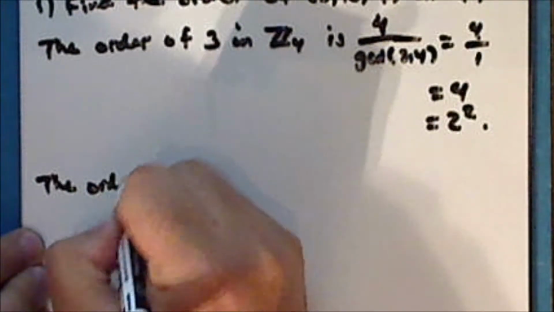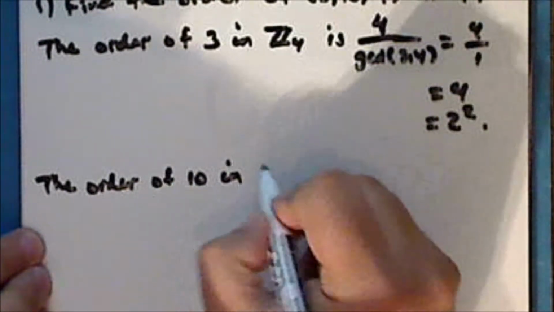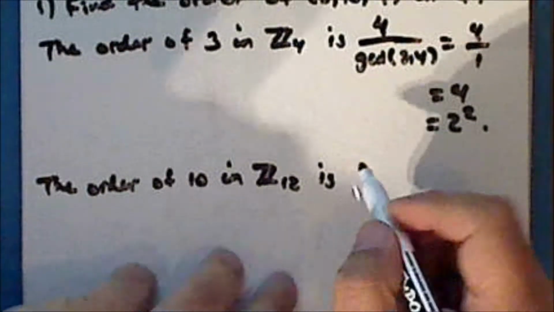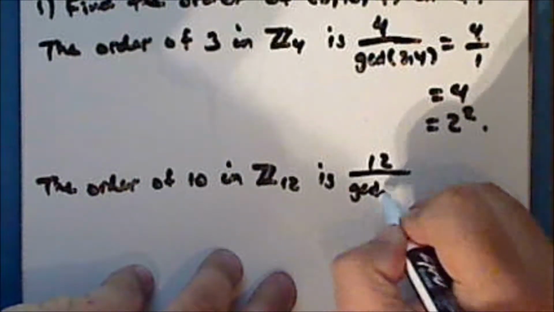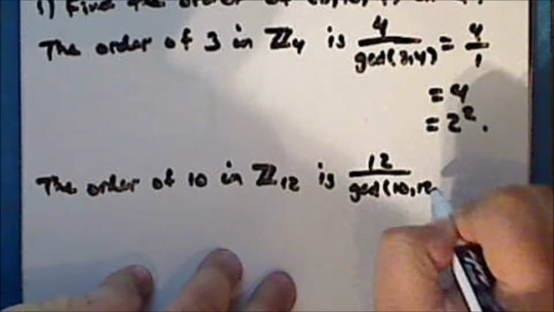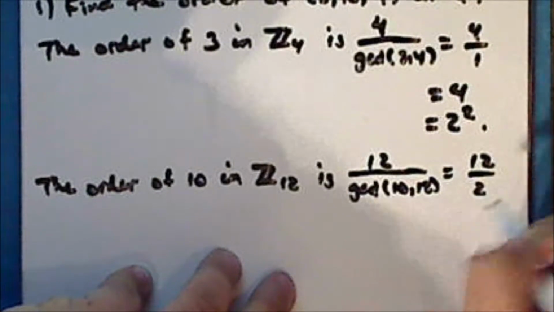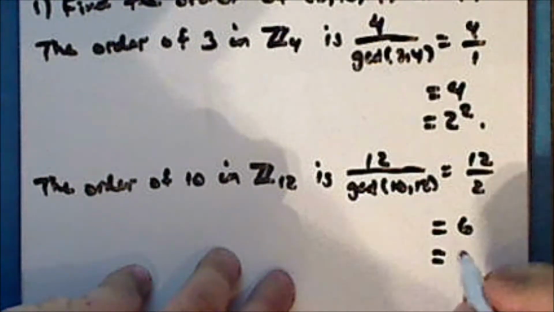The order of the element 10 in the integers modulo 12 is the order of the group, which is 12, divided by the greatest common divisor of 10 and 12. This is 12 divided by 2, which is 6, or 2 times 3.